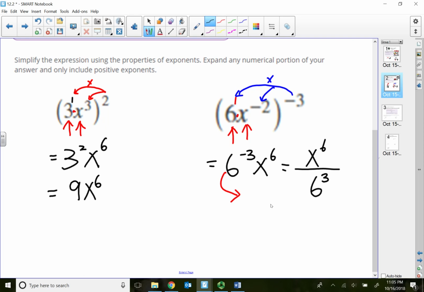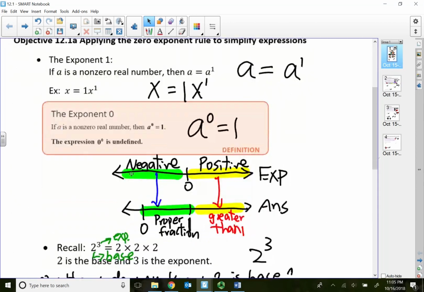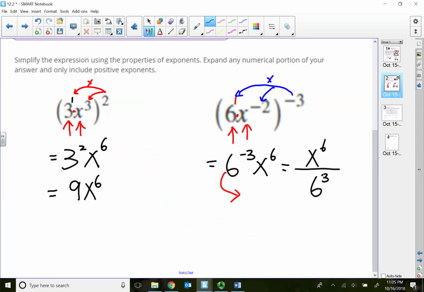So remember, back when we were talking about 0 and 1 for exponent back in 12.1, I keep on mentioning a negative exponent does not make my answer negative. A negative exponent only gives me answers that are between 0 and 1, which any decimals between 0 and 1 are proper fractions. So think about this. 6 to the third now is the denominator, which is 6 times 6 times 6, which is 216. x to the 6 on top. So that's my final answer.